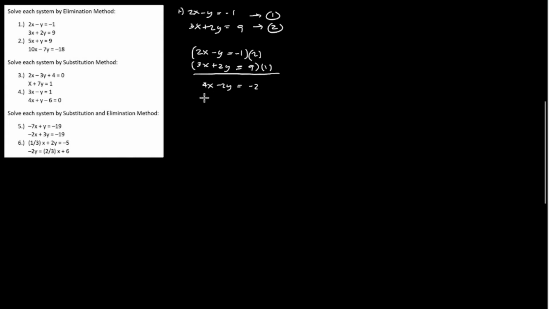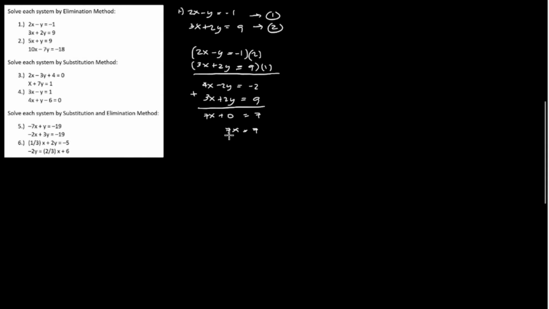1 times 3x, or 3x. 1 times positive 2y, positive 2y. And it is equal to 9 times 1, or 9. By adding, 4x plus 3x is equal to 7x, negative 2y plus 2y is 0, and negative 2 plus 9 is equal to 7. So 7x is equal to 7.